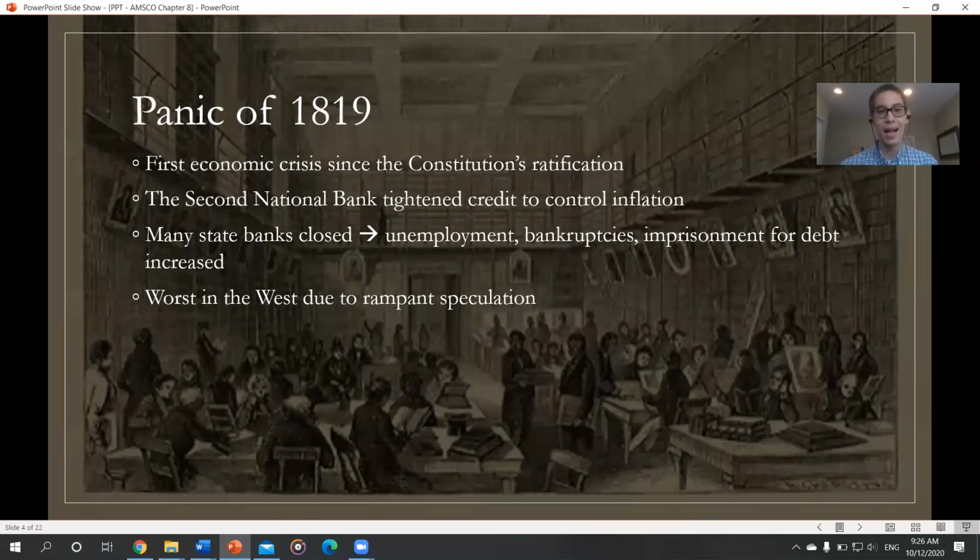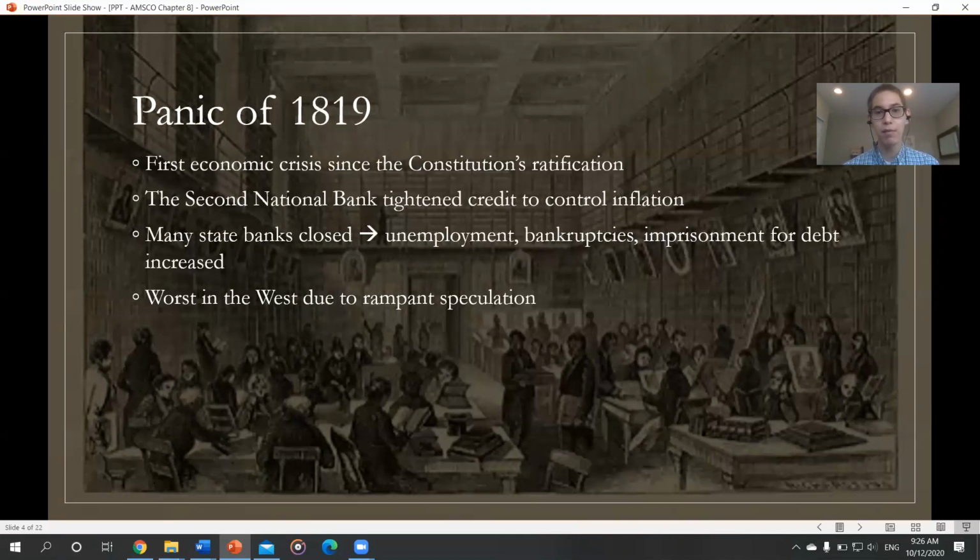And so the Second National Bank tightens credit to control inflation, which means they're not going to offer as many loans to people to try to keep prices down. But states are really going to suffer from this because states aren't able to get as much credit to loan to people. So state banks close, that leads to unemployment, that leads to people losing their businesses, massive debt for individual people. And the Panic of 1819 was especially bad in the West due to rampant speculation.